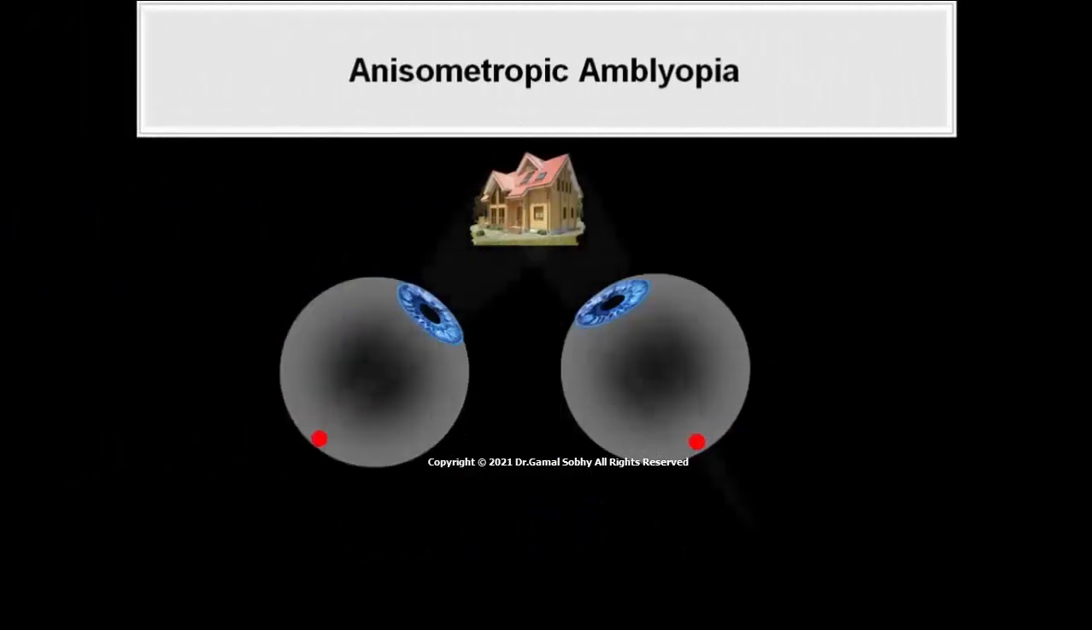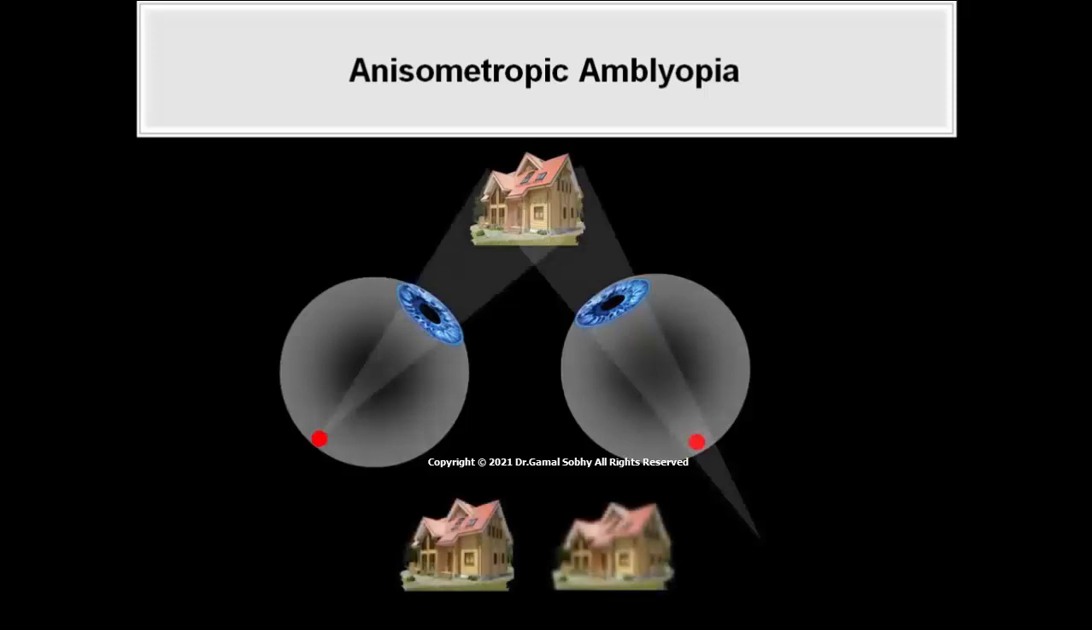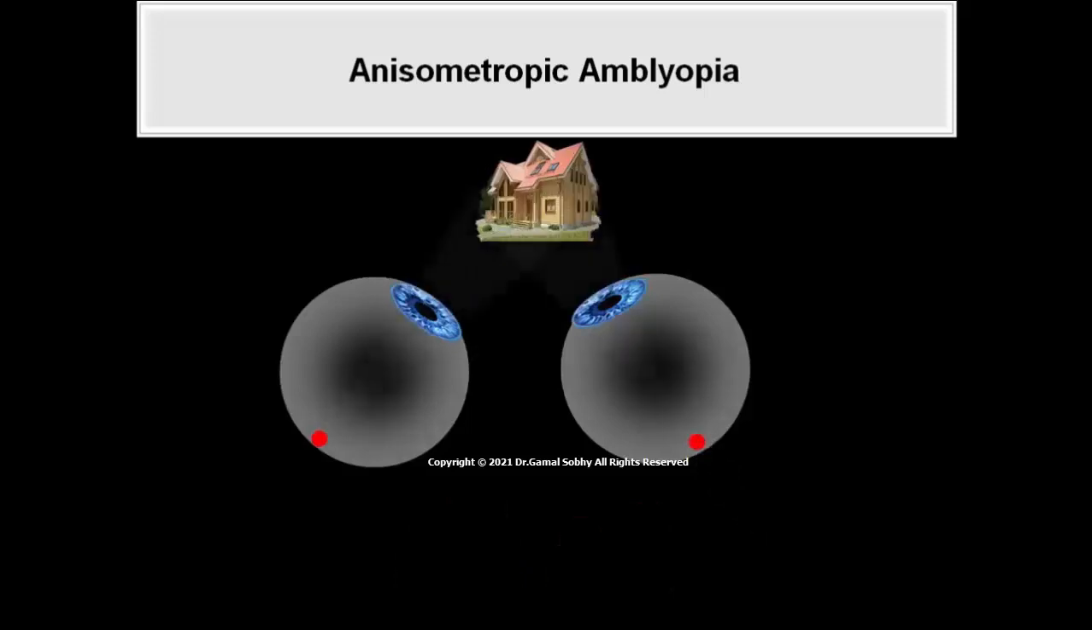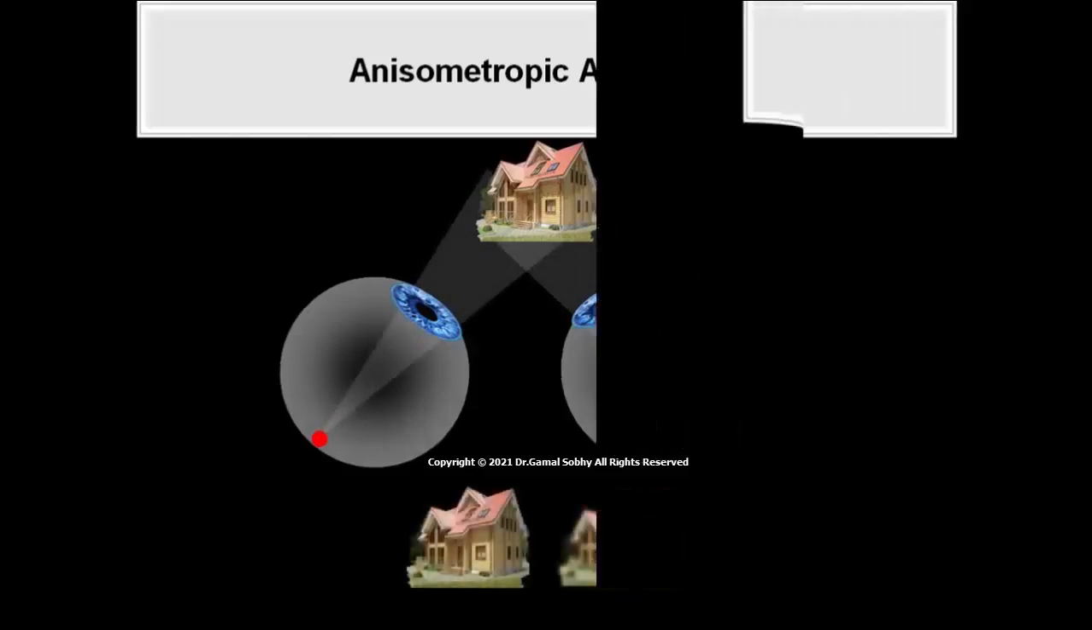Anisometropic amblyopia is caused by active inhibition of the fovea in one eye to eliminate superimposition of a focused and a defocused image originating from the fixation point.